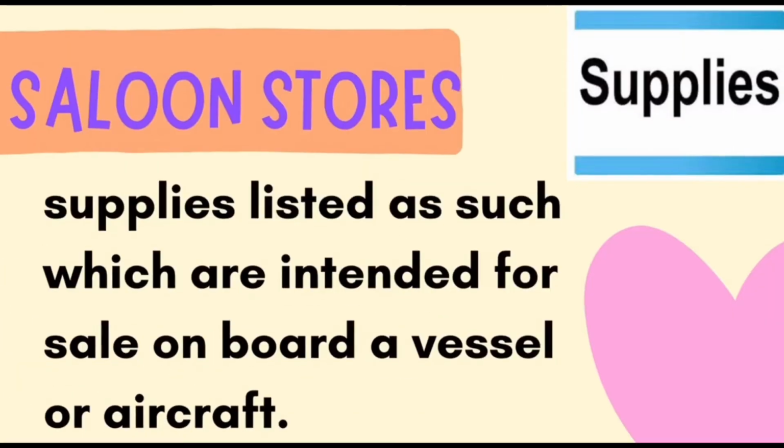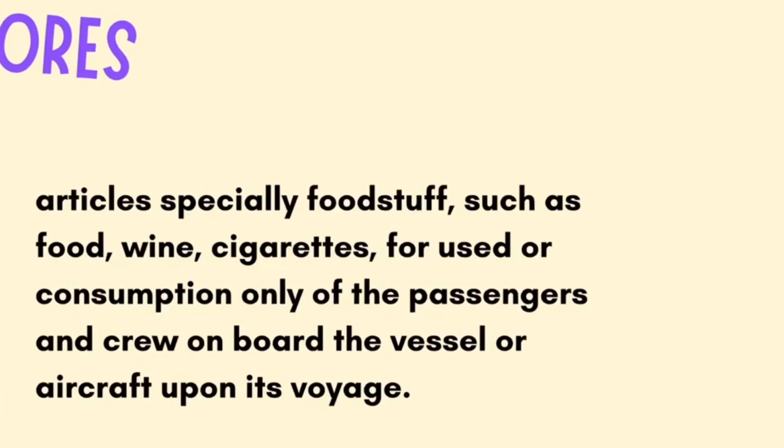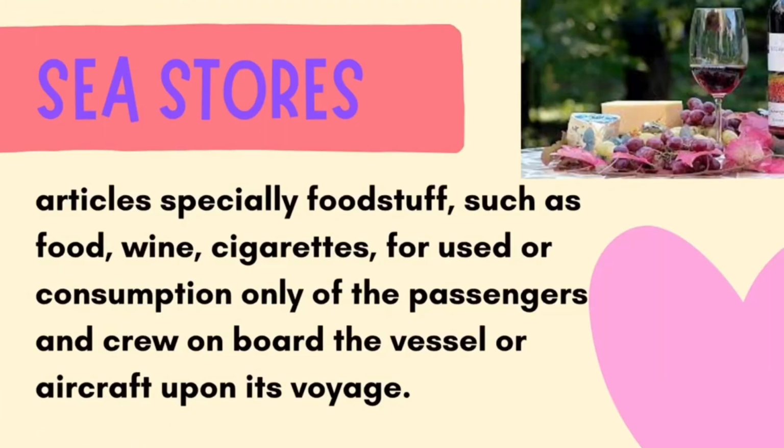Saloon store. Supplies listed as such which are intended for sale on board a vessel or aircraft. To simplify it, it is a list of supplies for sale on a vessel or aircraft. Sea store. Articles, especially foodstuff, that are for use or consumption only of the passengers and crew on board the vessel or aircraft. Some examples are food, wine and cigarettes.